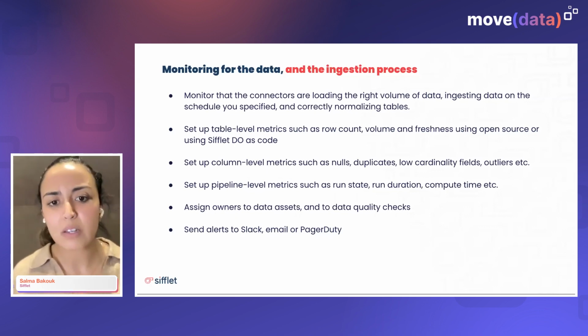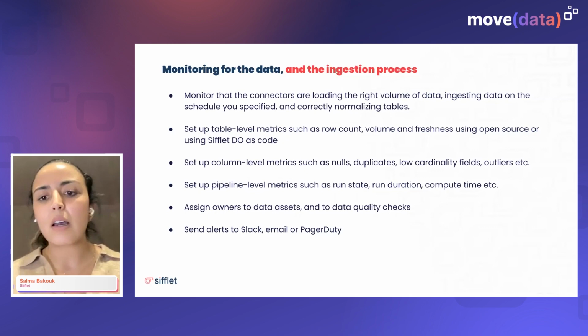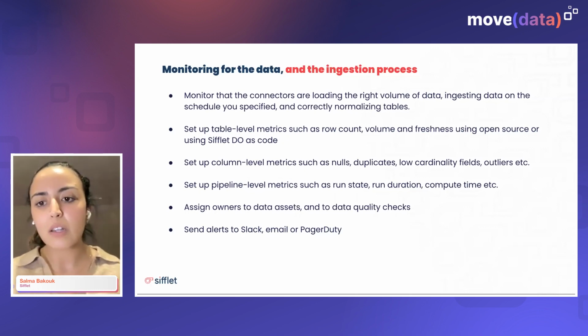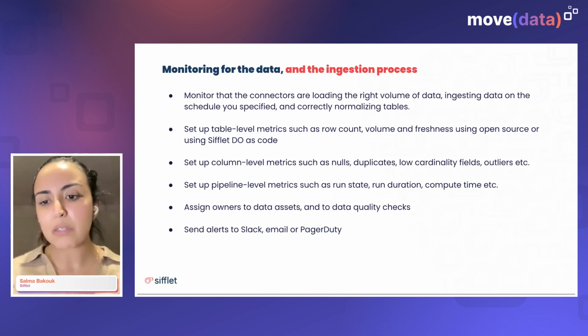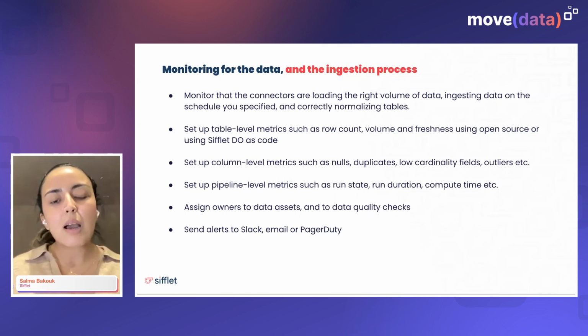And here we can look at metrics such as run state, run duration, and see if there is any anomalies there, anything that's deviating from normal highly performing behavior. You want to look at compute time, etc.